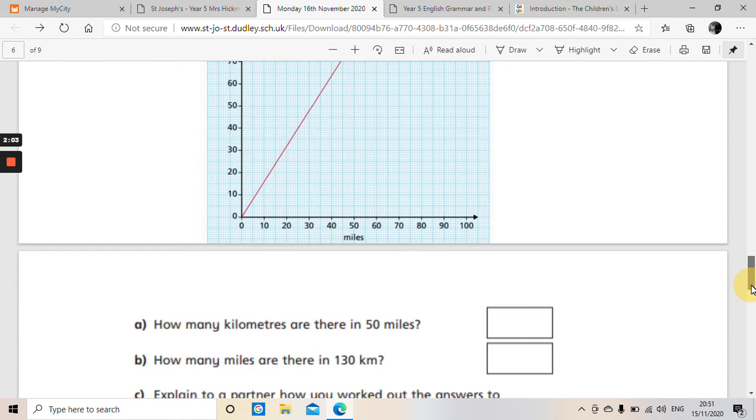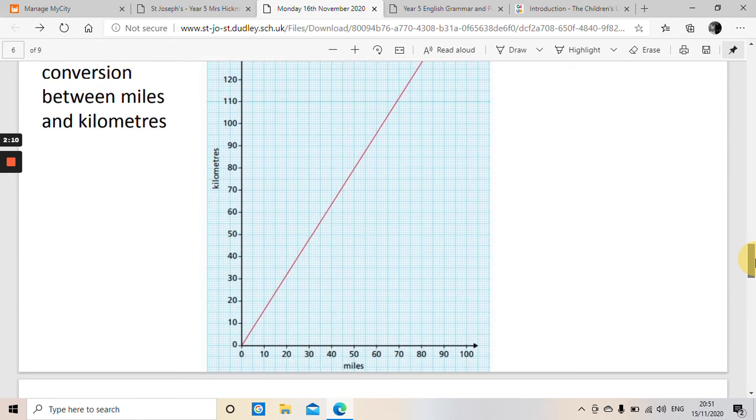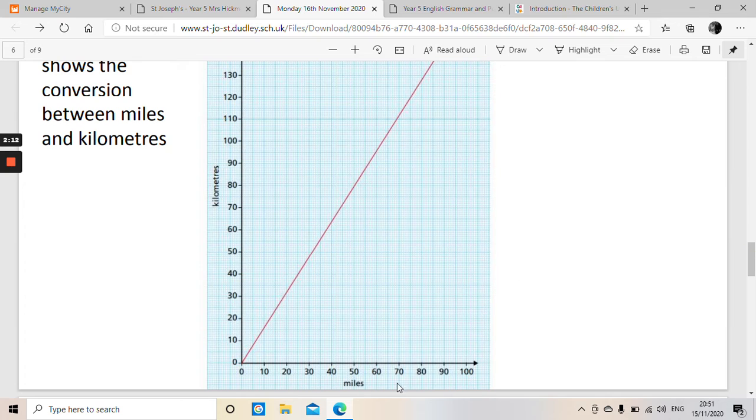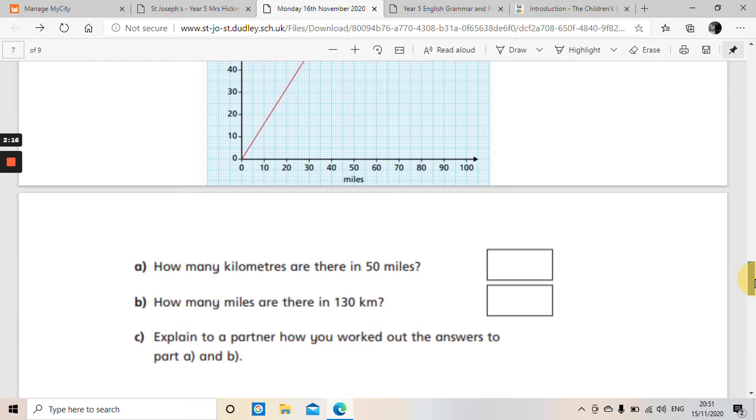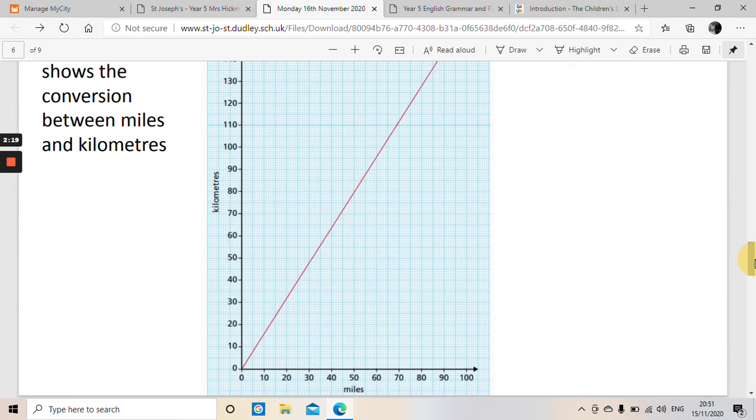So we have some questions, so let's just look at the first one together. How many kilometers are there in 50 miles? So what you do is have a look at the X and the Y. So we've got miles and kilometers. So let's read that again. How many kilometers are there in 50 miles? So you find your 50 miles, obviously go up the graph, and then you hit the line, so you go across. So it's approximately 80 kilometers. 50 miles is approximately 80 kilometers.